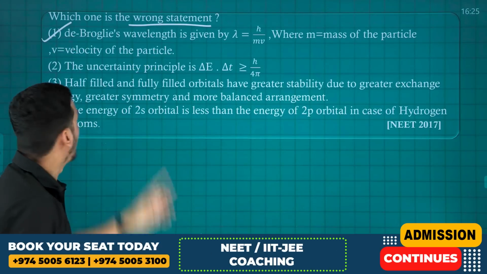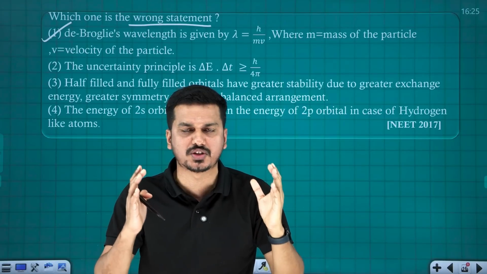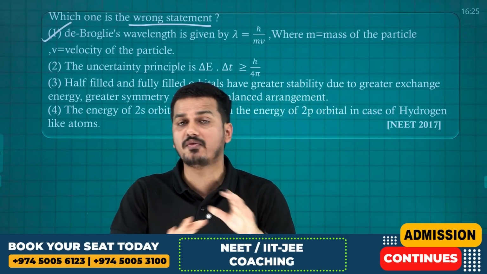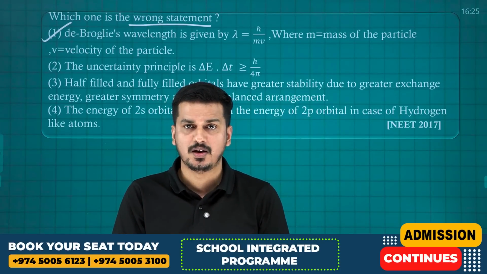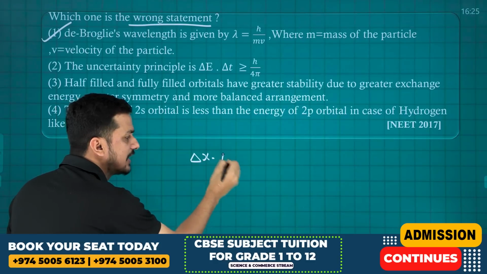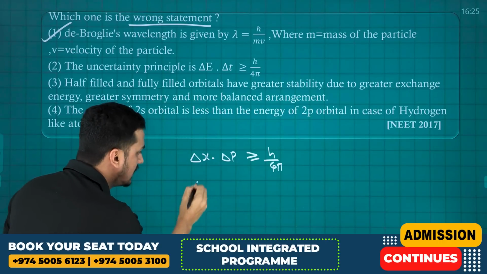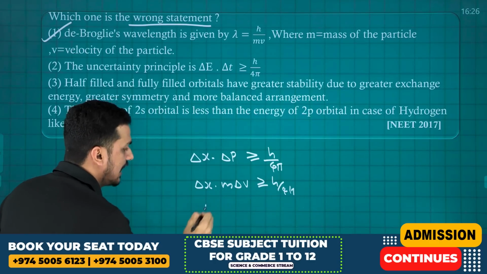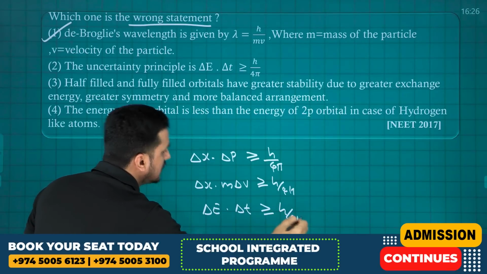That statement is correct. And the Heisenberg uncertainty principle: it is impossible to determine simultaneously both the position and momentum of a moving microscopic particle like an electron with accuracy. We cannot find out the position and velocity together. So we can write it as delta x into delta p greater than or equal to h by 4 pi, or delta x into m delta v greater than or equal to h by 4 pi, or delta E, the energy change, into delta t, the time change, greater than or equal to h by 4 pi.